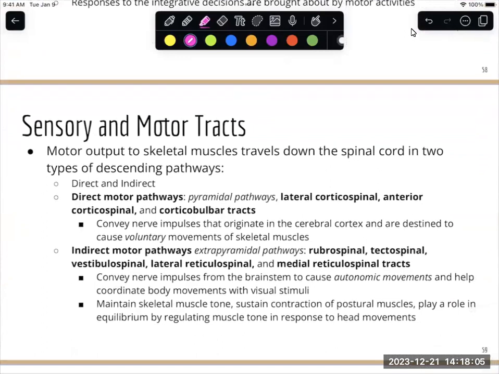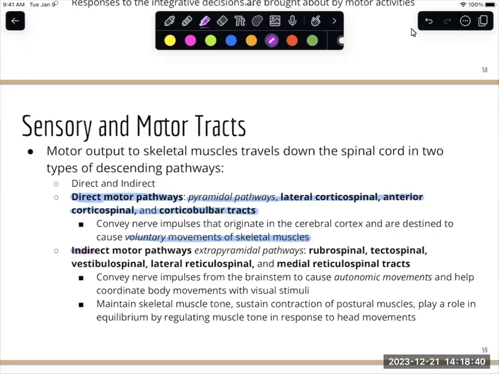So motor output, most of it goes to your skeletal muscles. So we have different pathways for that. Motor tracts. We have direct pathways. We have pyramidal, lateral corticospinal, anterior corticospinal, and corticobulbar tracts that are carrying this direct information. And this direct information is voluntary movement.